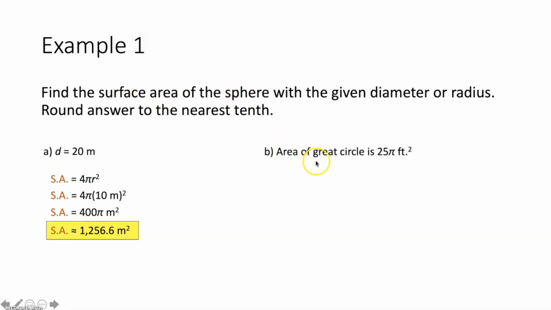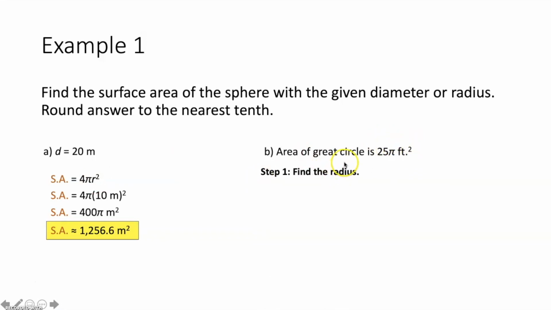we're given that the sphere has a great circle whose area is 25 pi feet squared. So in order to find the surface area of a sphere, we've got to use the surface area of a sphere formula. Surface area is equal to 4 pi r squared. So how do I find the surface area if I'm only given that the area of a great circle in this sphere is 25 pi feet squared? Well, I clearly need to find the radius. So I'm going to use this in order to help me find the radius of our given sphere.